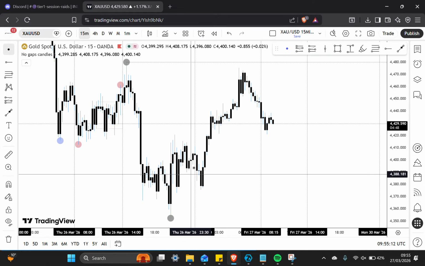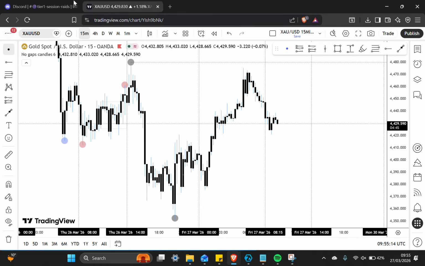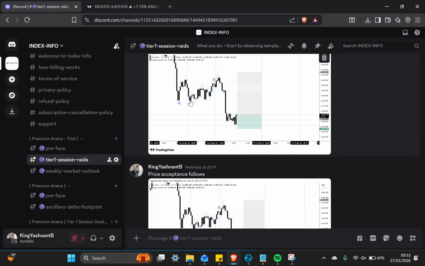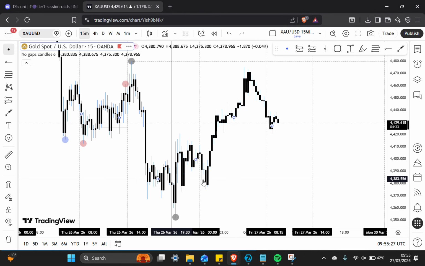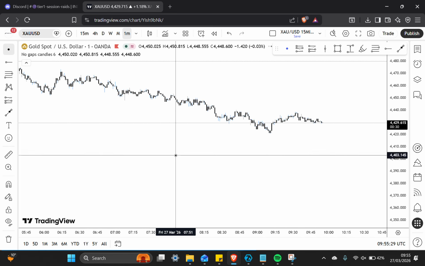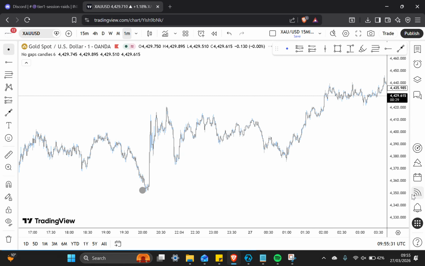A beautiful Asian inventory long. Just to put it out there, yesterday, New York Discovery Probe 1. Price acceptance follows, and then the risk transfer happens. Okay, overnight, I got initially stopped out over here. However, I got myself involved from this exact level.